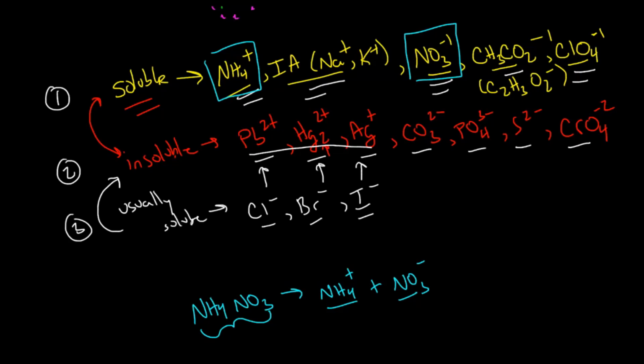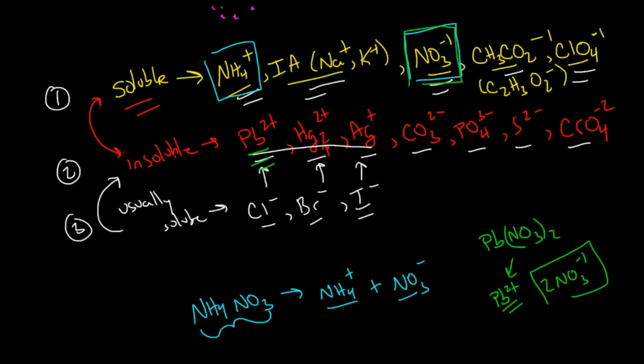Let's explore lead nitrate. So lead nitrate might break apart into a lead cation and two nitrate anions. Lead is in our insoluble list. However, nitrate is present in our always soluble list. So lead nitrate will dissolve in water.